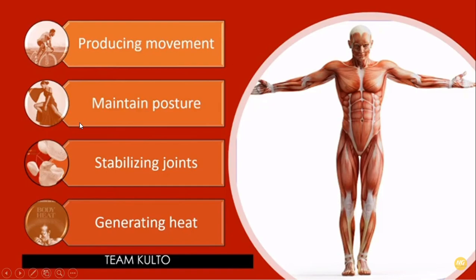And next, we have the maintaining posture. We are rarely aware of the skeletal muscles that maintain body posture, yet they function almost continuously, making one tiny adjustment after another so that we can maintain an erect or seated posture despite the never-ending downward pull of gravity. And also, we have these stabilizing joints.